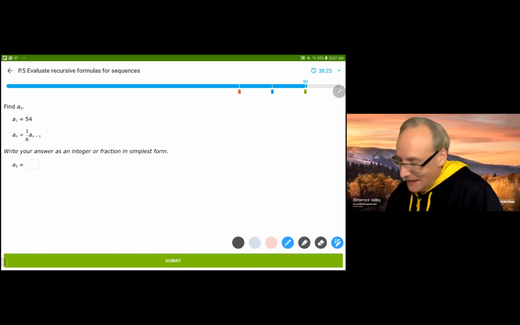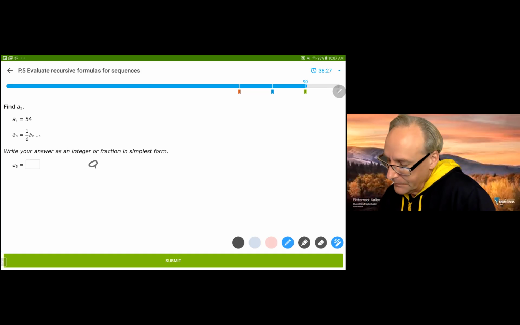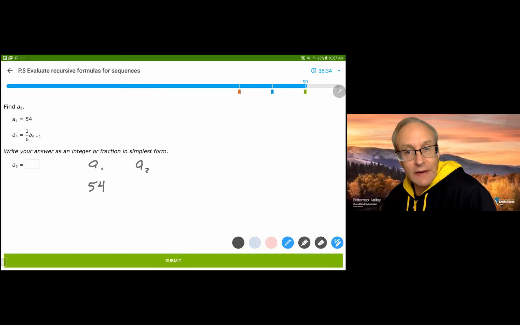Okay, so we're going to A5. We're starting out at A1 at 54. And A2 is going to be 1/6 of that. So we're going to divide that by 6. That's going to give us 9. Now A3 is going to be 9 over 6. Now that can be reduced. So I'm just going to go ahead and reduce it down here.